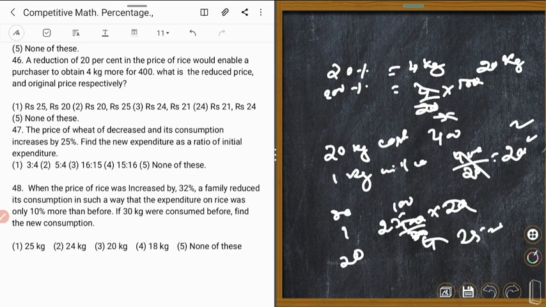What is asked? What is the reduced price? Reduced price is 20 and the original price is 25. Which is correct? 20, 25, number 2 is correct.